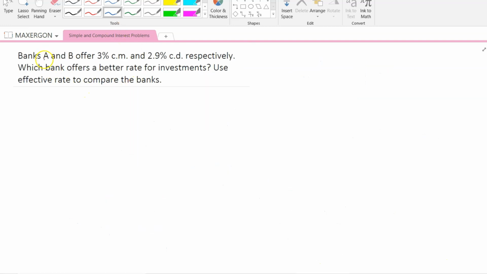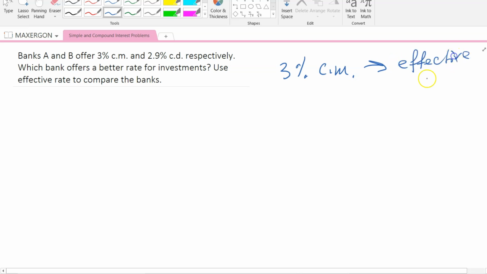In our next problem, we're asked the following. Banks A and B offer 3% compounded monthly and 2.9% compounded daily, respectively. Which bank offers a better rate for investments? Use effective rate to compare the banks. What we need to do is take 3% compounded monthly and convert it to an effective rate. And we should do the same with 2.9% compounded daily. We will also convert it to an effective rate.